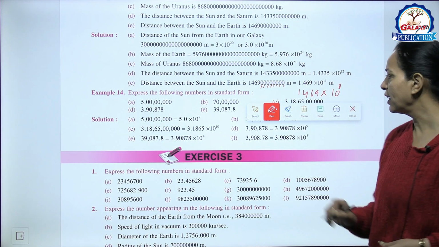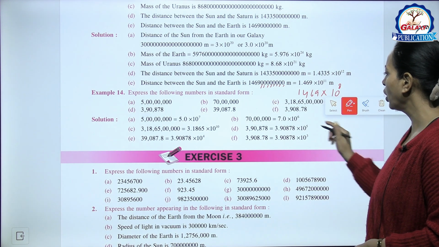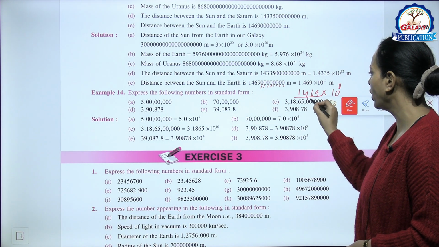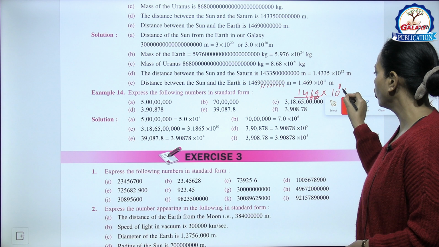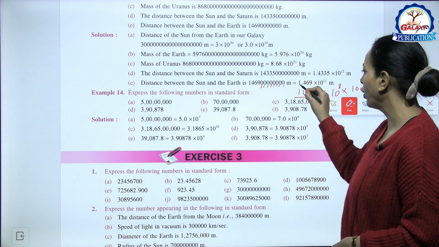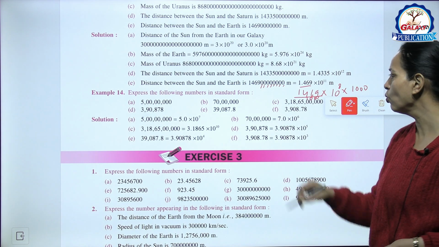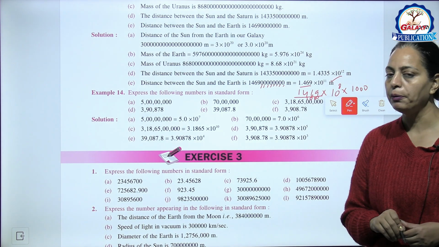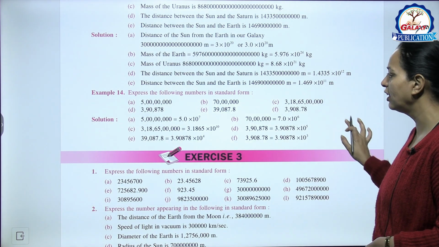Okay, now where do we have to put the decimal? Between 1 and 4, so we need 3 zeros in the denominator, so we will multiply by 1000 as well. So we are getting 1.469 into 10 raised to the power 11 meter. I hope these are clear to you.